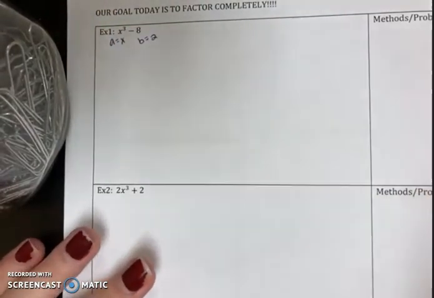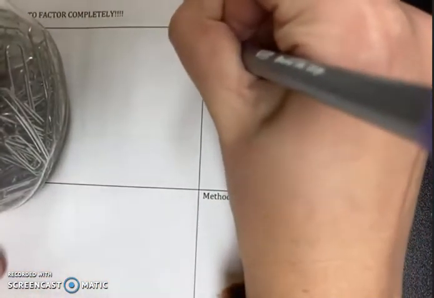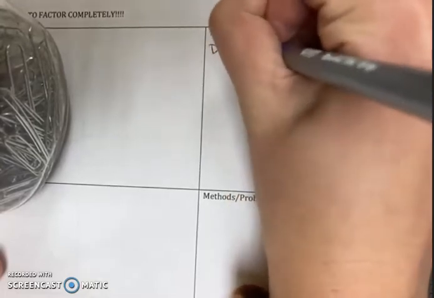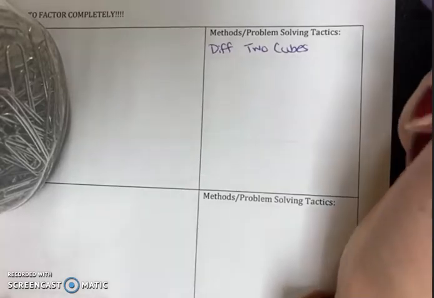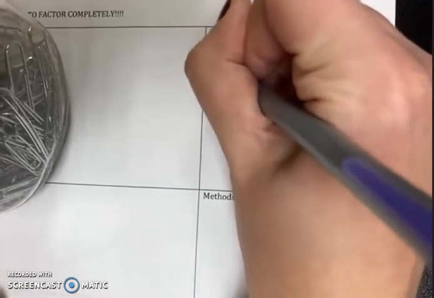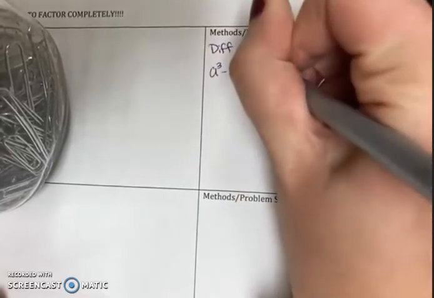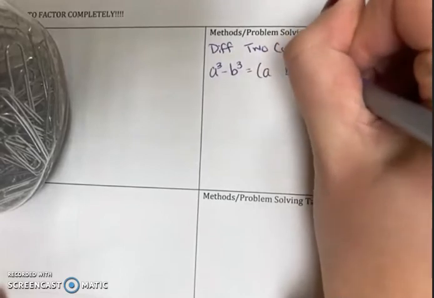Where it says methods, problem solving tactics right here, I want you to make a note. This is a difference of 2 cubes. We're also going to write down the rule really quick. This is going to help us try the homework assignment. So A cubed minus B cubed equals, remember, sum and difference of 2 cubes.